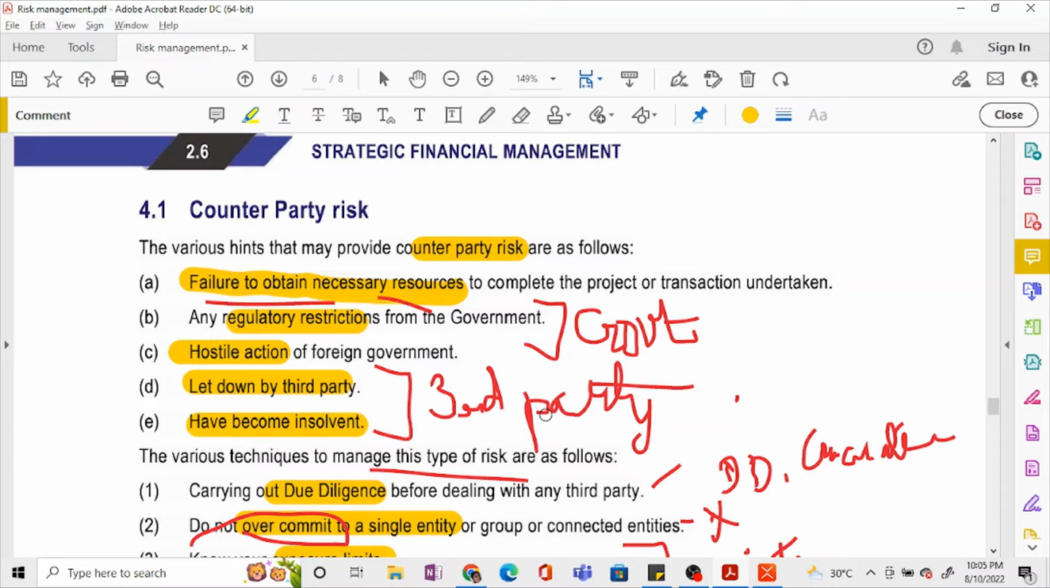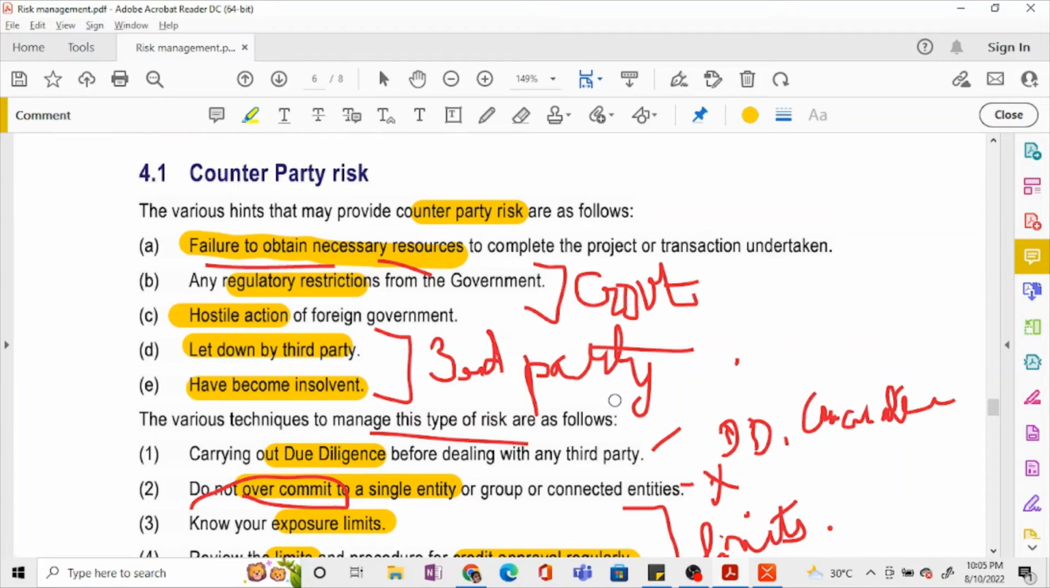And also any regulatory restrictions from the government, or hostile action by the government, meaning a foreign government doing any hostile or bad action to the person, then being let down by the third party itself leaving, or they become insolvent. These are called counterparty risk. Two points relate to the government and two points relate to the third party: failure to obtain the necessary resources, regulatory restrictions by the government, hostile action by the government, and being let down by the third party or insolvency. These are the areas where counterparty risk can happen.